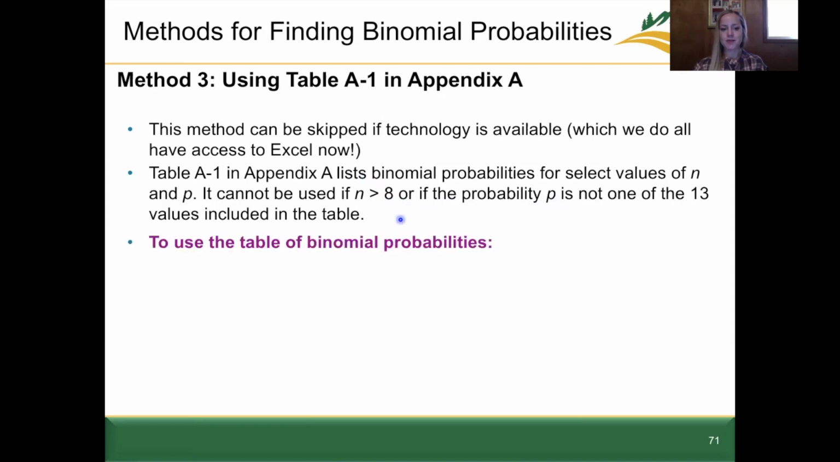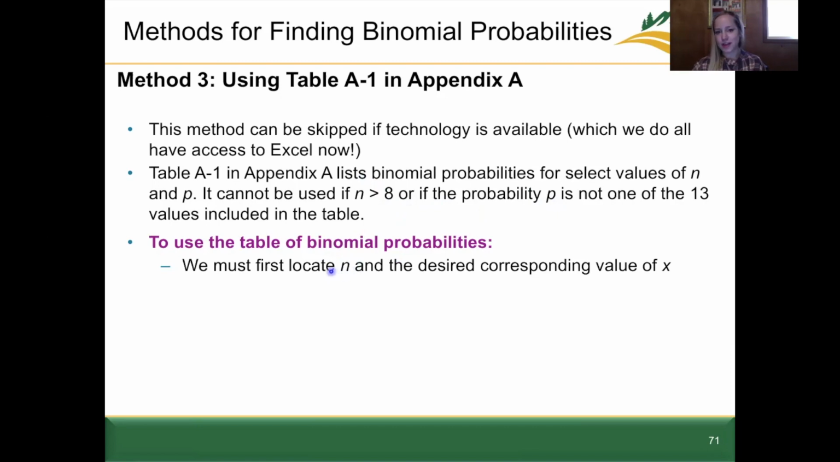So now, how would we use this table? Well, first we need to locate our n value. Our n value has to be 8 or less. Given that we're restricted to a value of n being 8 or less, that means that our x values can only be 0 through n. So our x values are limited too, by the very nature of our n values being limited. So we locate n, we locate our value of x, or s, the number of successes.